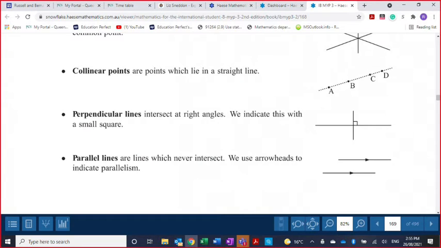So the next one is, again, something that you're probably pretty familiar with. And these are parallel lines. And these are lines which never intersect. And you know that they're parallel not by measuring them or by just looking with your eyes, but by making sure you look for the 2 arrows. Okay, so you have the 2 arrows on each one. Unless they tell you that they're parallel, that's the only way that you can know that they're parallel. So they have to have those arrowheads.